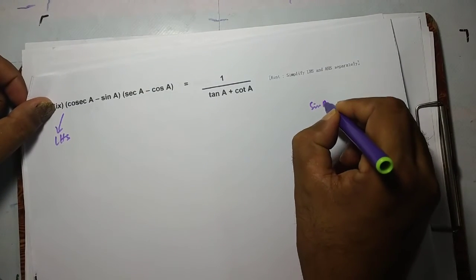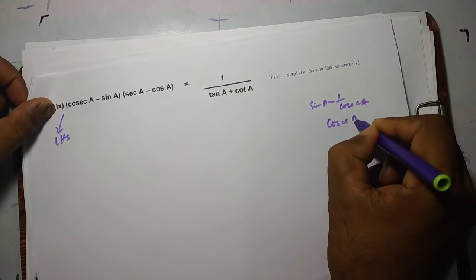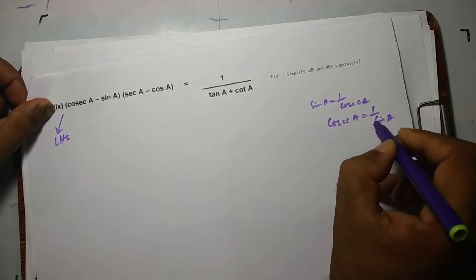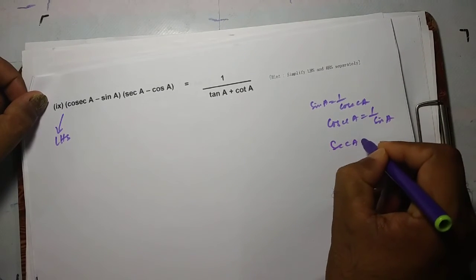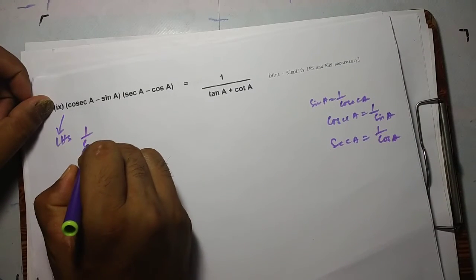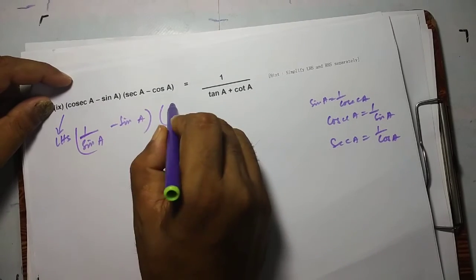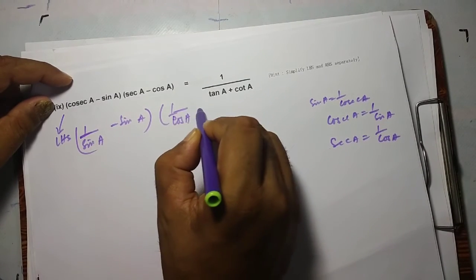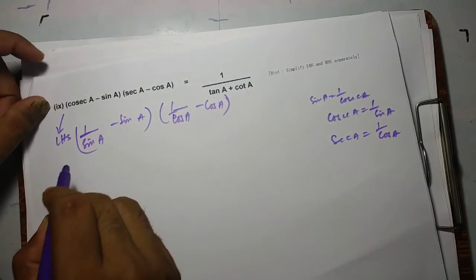In this case, I'll write cosec A. Again I am saying sin A equals 1 by cosec A, or cosec A equals 1 over sin A, the reciprocal trigonometric function, you know it, right? And sec A is also 1 upon cos A. So here it is (1 over sin A minus sin A) whole into (1 over cos A minus cos A). Okay, this is the LHS we are working on.